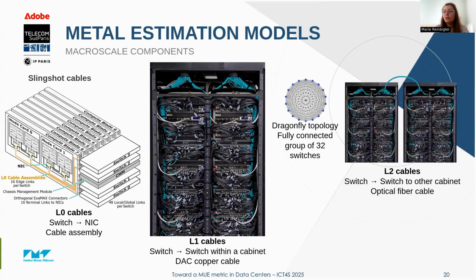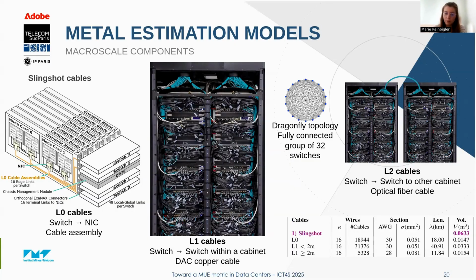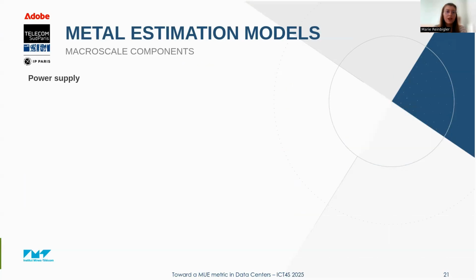And so to do so, it's made via L2 cable, which are made out of optical fiber, which contains mainly silicon, which is not the focus in this study. And now, considering the number of cables, their length, their cross-section, we can estimate the copper content. So now let's focus on the power supply.